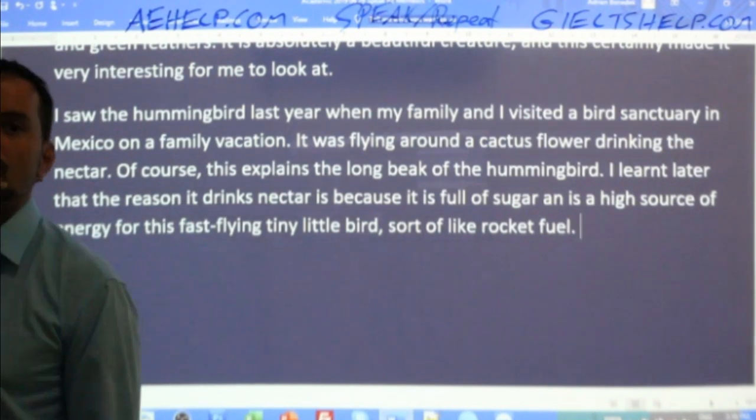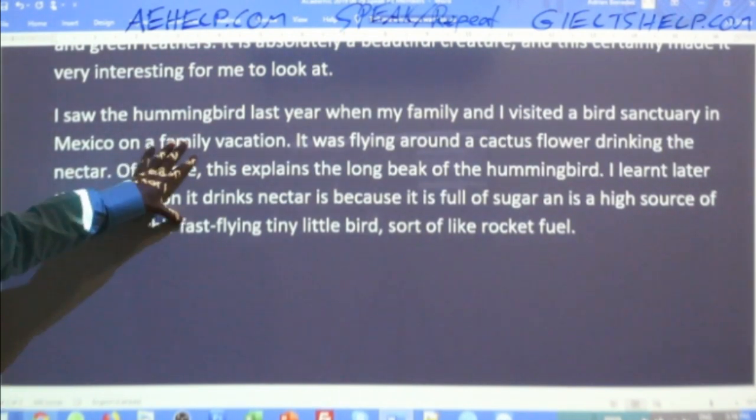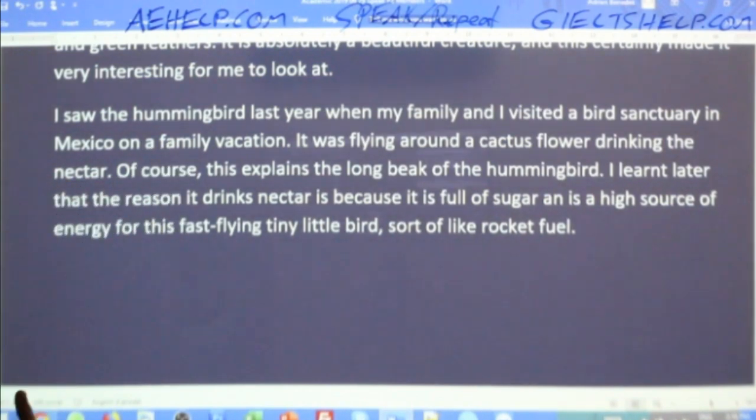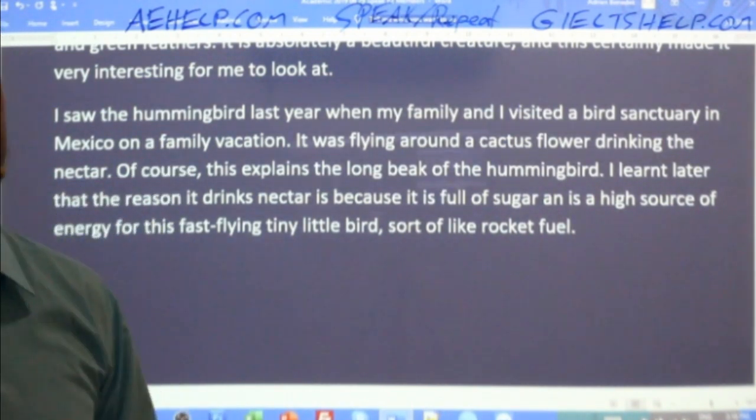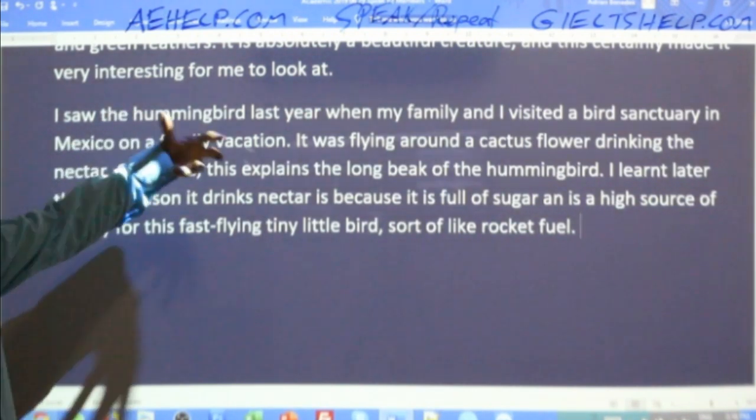All right. So again, just repeat after me. I wanted to show you a little bit here the fluency that can come about when you're visualizing this. So this has never actually happened in my life. I have been to Mexico, but I have never seen a hummingbird fly around a cactus flower. I just made it up. I was visualizing it.